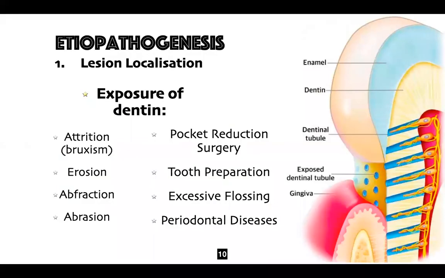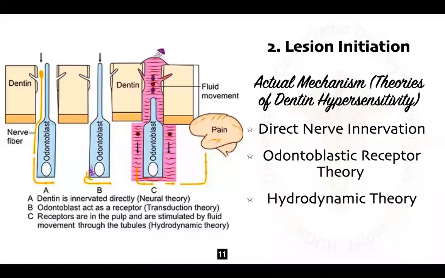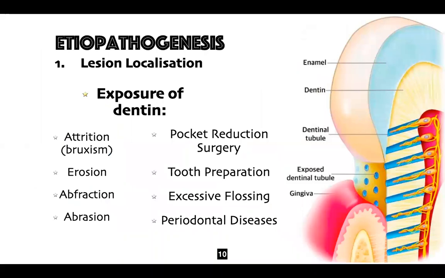Lesion localization means the exposure of dentine. How is the dentine exposed? There are a variety of reasons causing the exposure of dentine. In lesion initiation, we'll be talking about three major theories of dentin hypersensitivity. Why am I trying to brush through this quickly? Because you've read this somewhere, right? Maybe you were not able to relate to it better because you were in the initial days of your dentistry. So let's talk about lesion localization. How is exposure of dentin happening, right? So the first reason: attrition or bruxism.